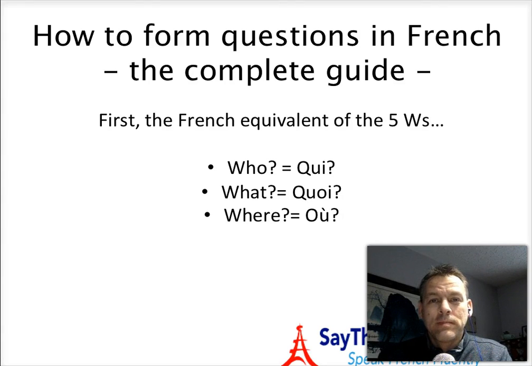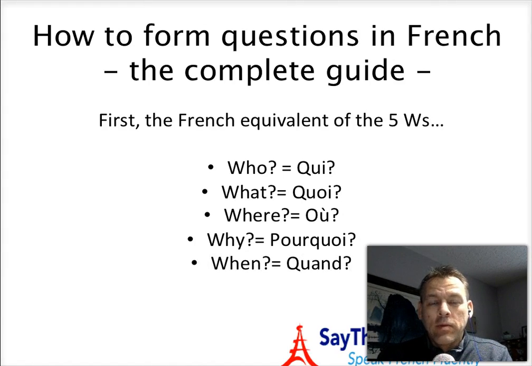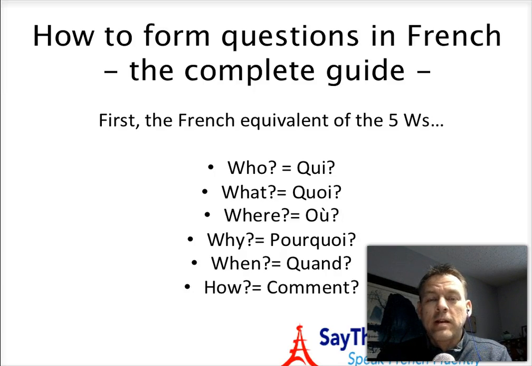Où. And then pourquoi, for why. Pourquoi. Then we have quand. And finally we have comment. So once again, qui, quoi, où, pourquoi, quand, comment.